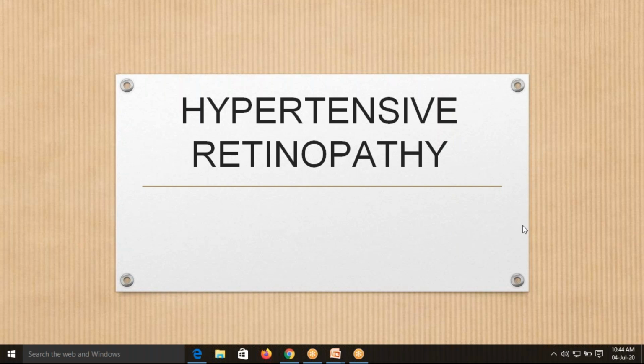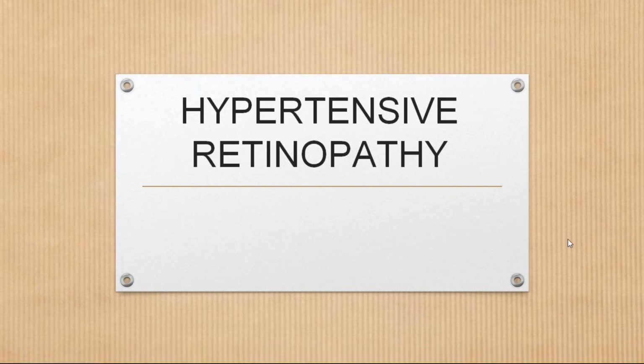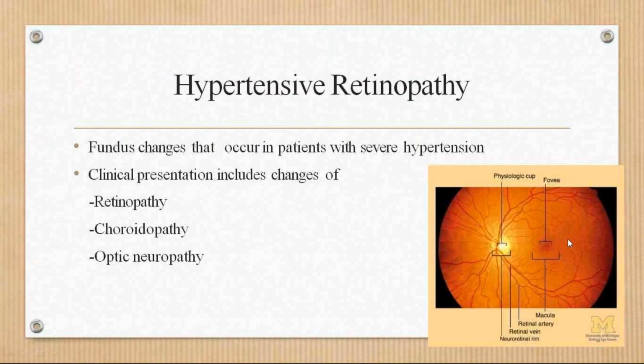You know, hypertension is a systemic disease. So this hypertension will have some effect on other parts of the body also. And hypertensive retinopathy is one of the things, it causes damage to the retina. Okay, so what happens in hypertensive retinopathy? You can see some changes in the retina when there is very high hypertension.